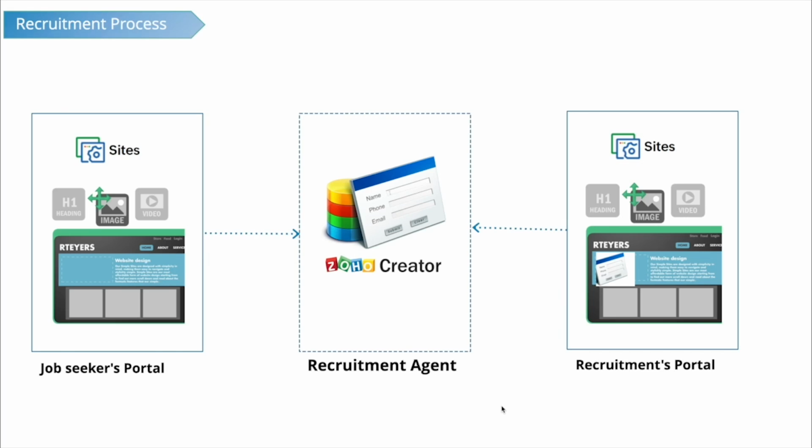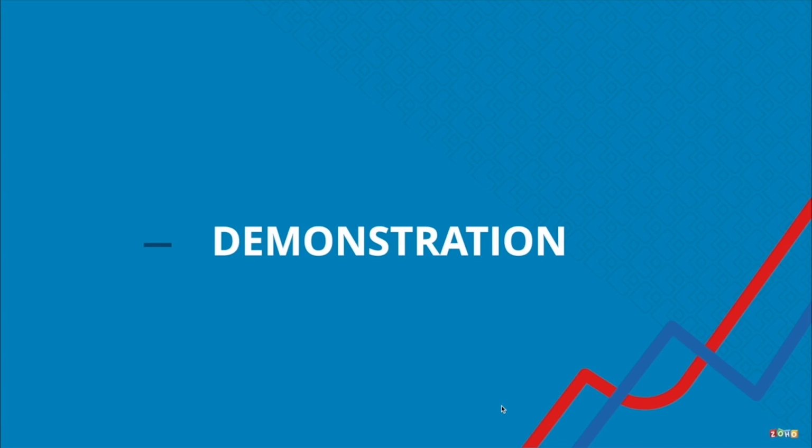And coming to the recruitment process, the same, we can give two portals. One is for the job seekers and another one is for the recruiters. And both these portals can coordinate with each other using Zoho Creator, so that the expectations of the job seeker and the recruiter can be matched, and the transaction can be completed smoothly. So now let us take a look at a small demo.